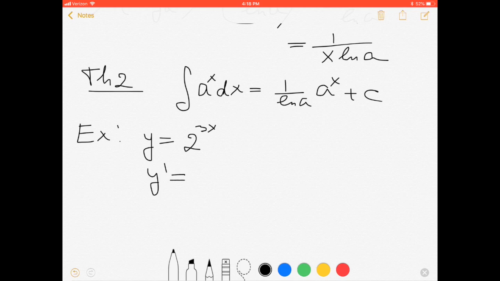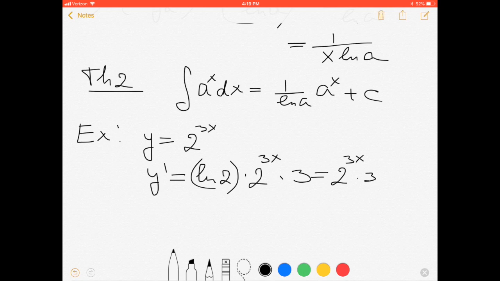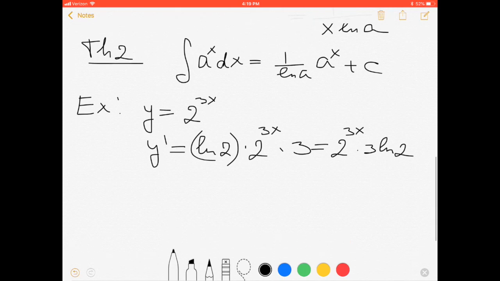This means the derivative will be, as you remember, the natural log of the base, this means ln 2, multiplied by the same function, 2 to the power 3x, and multiplied by the derivative of our exponent, our power, which is 3. This means here we have 2 to the power 3x times 3 ln 2. Okay.